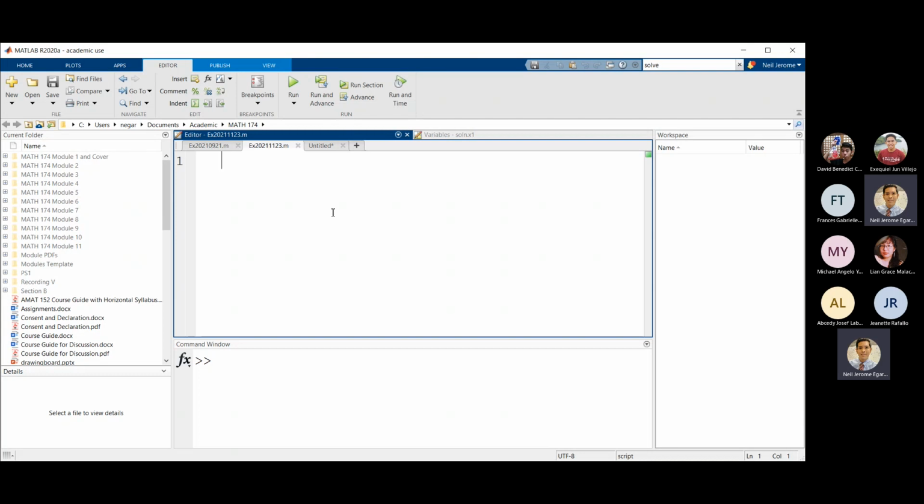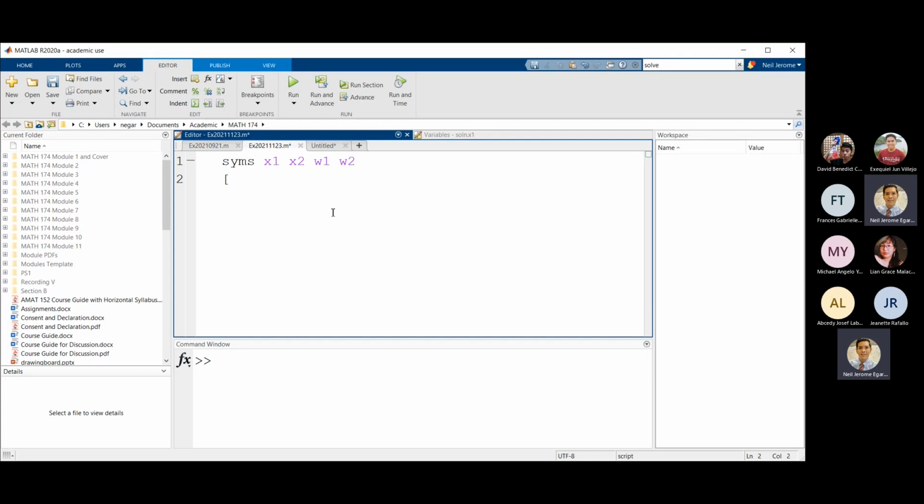Okay, so ano ba yung sinusolve natin? Sinusolve natin si x1, x2, w1, and w2. I will declare them as symbolic variables. Okay, so x1, x2, w1, and w2. This will just prompt MATLAB to think of x1, x2, w1, and w2 to be symbolic variables. Hindi niya to hanapan ng constant values. Okay? Now, paano natin ipapasolve kay MATLAB yung system of equation?